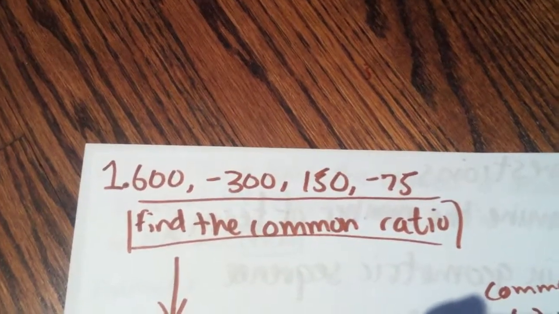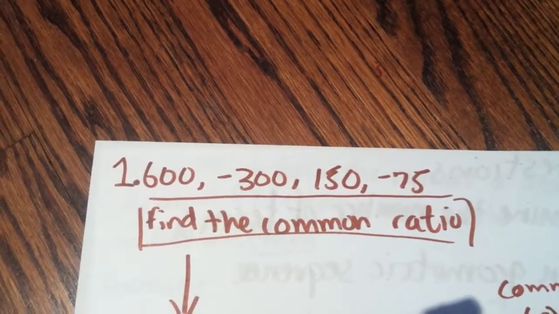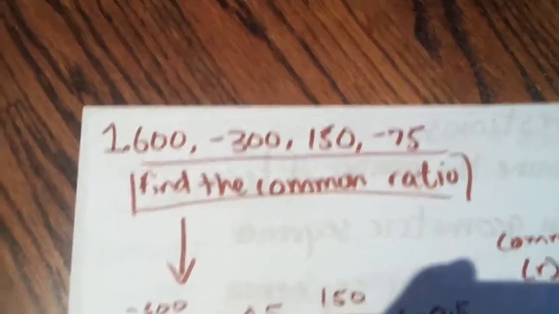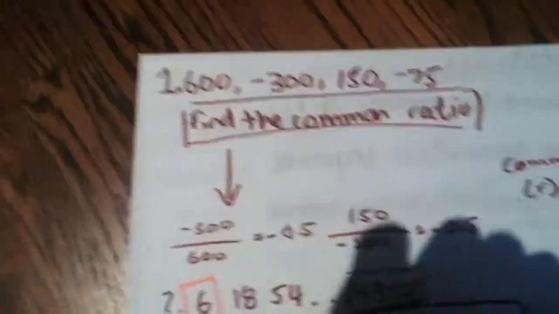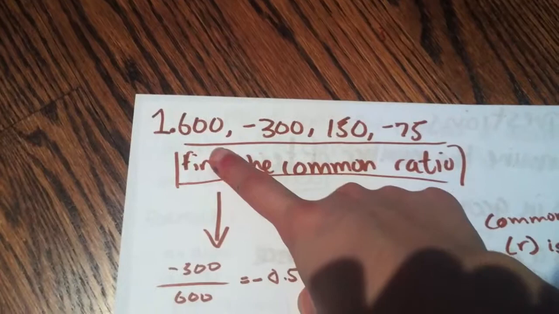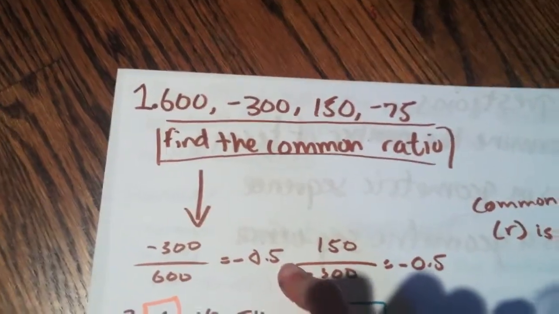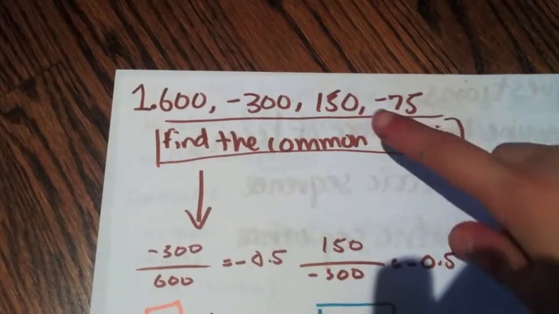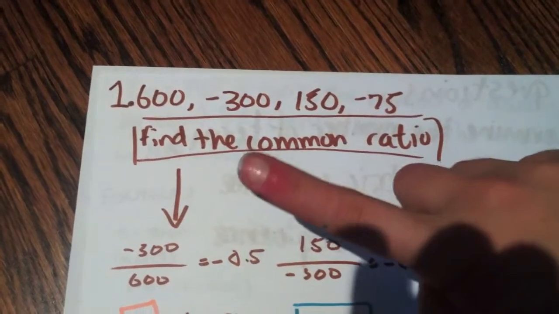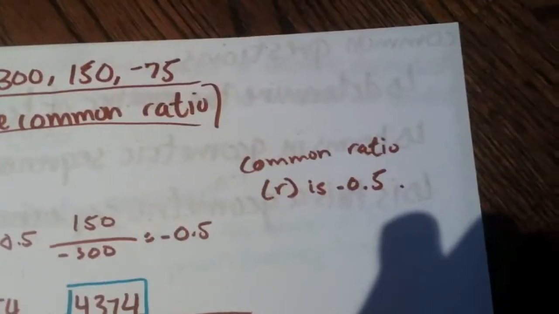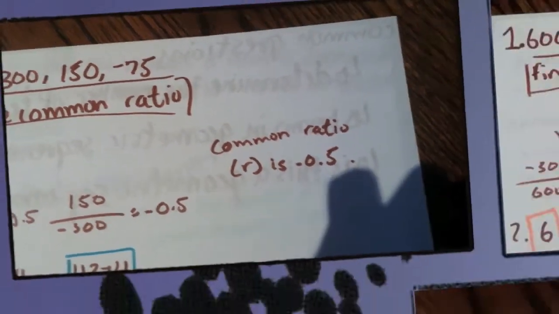Question number 1 is going to basically ask you to find the value of r. So there's your geometric sequence, and now I have to find the common ratio. What you would do is get the second term and divide it by the first term, or the previous term, and then you would get negative 0.5 in this situation. To check if it is a geometric sequence and not just a random bunch of numbers, you would do the next pair, which would be 150 divided by negative 300, which would give you, again, negative 0.5. So your common ratio, which is r, is negative 0.5.